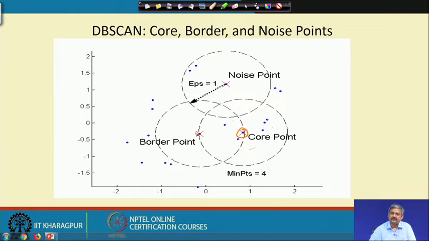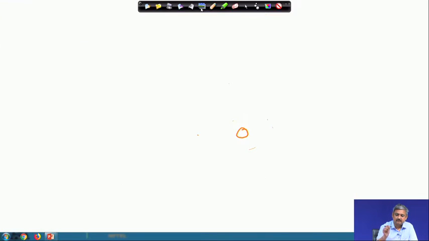This point is not a core, but it is within epsilon of the core. So, it is a border point, and this point is neither core nor border, nor is it itself dense, nor is it within epsilon of a dense point, the noise point. Okay. So, this is the idea. Based on this idea, I will define some terms.